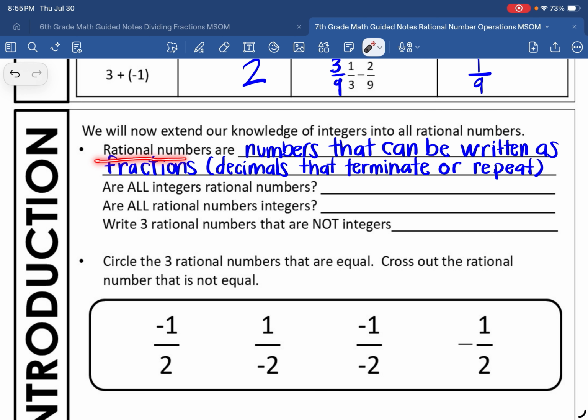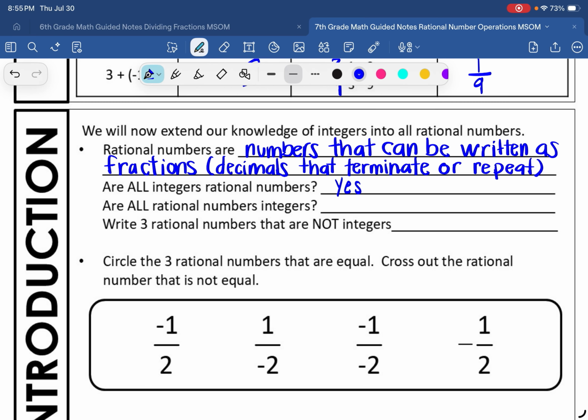Rational numbers are numbers that can be written as fractions. Decimals that terminate or repeat will be able to be written as fractions, as well as all whole numbers and integers. Are all integers rational numbers? Yes, all integers will be able to be written as fractions.